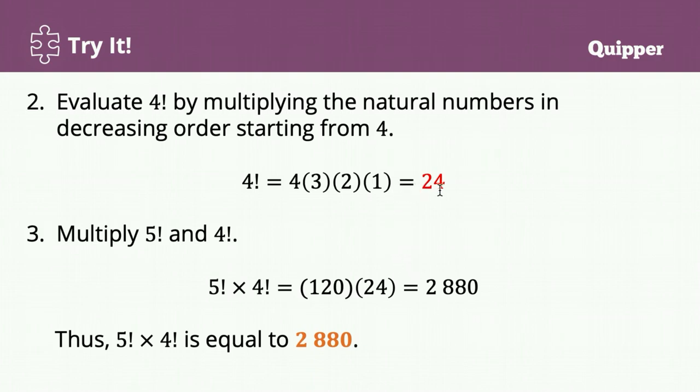And after getting the value of each factorial, we are now to multiply 5 factorial and 4 factorial. But please do not literally multiply the 5 and 4. We are here to multiply the values of each factorial. 5 factorial is 120 and 4 factorial is 24. And getting the product of 120 and 24, that is 2880. Therefore, 5 factorial times 4 factorial is equal to 2880.